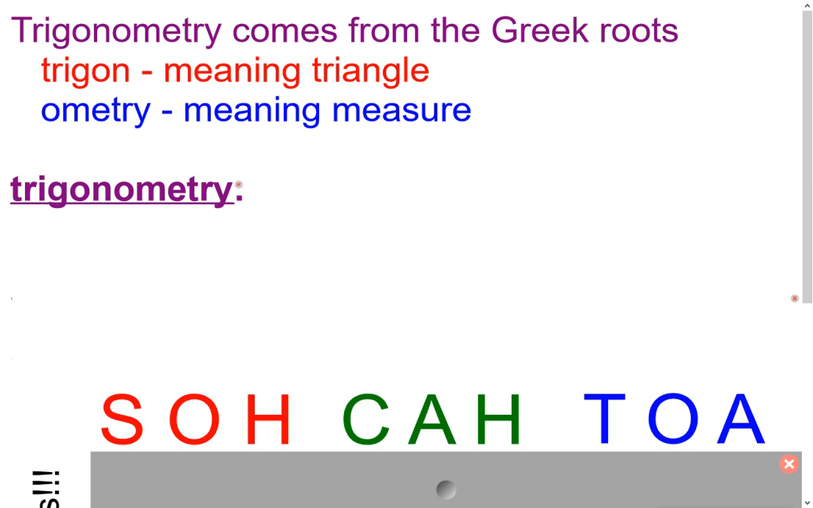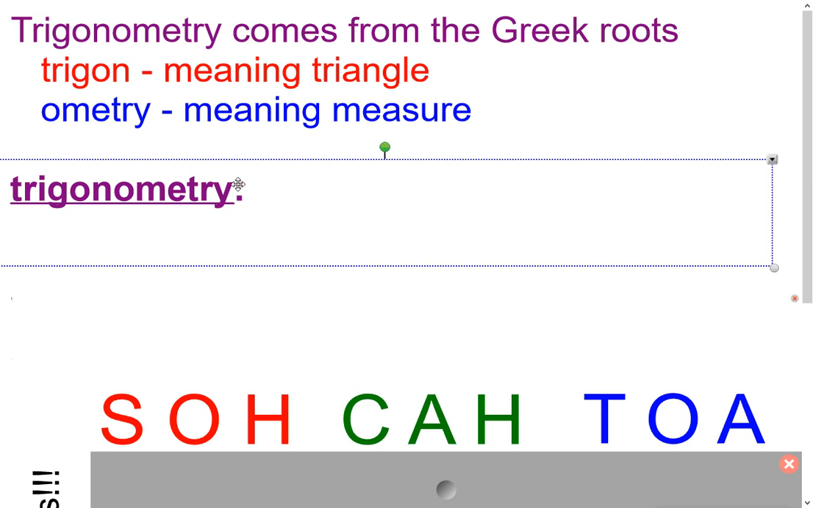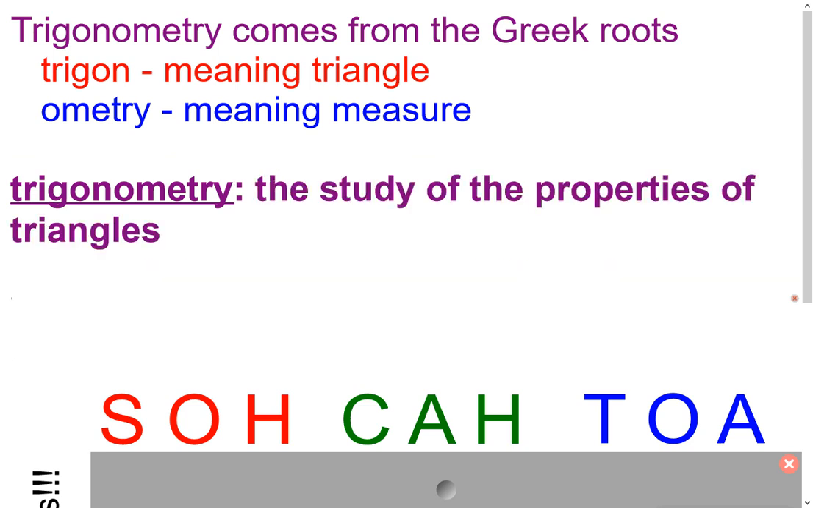So to get going, if I want to look at trigonometry, I found out that it came from the Greek roots, trigon, meaning triangle, and ometry, meaning measure. So when you put it all together, you're looking at measures of triangles, basically. But I have a little definition here also of trigonometry. It's just the study of those properties of triangles, which I guess goes back to our Greek roots.